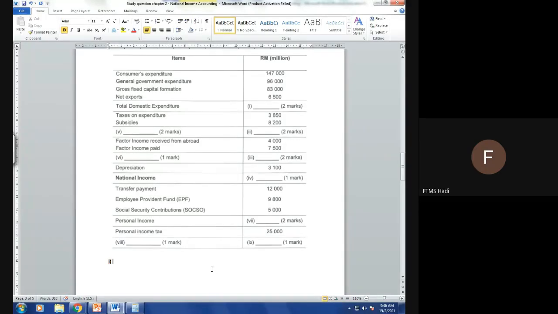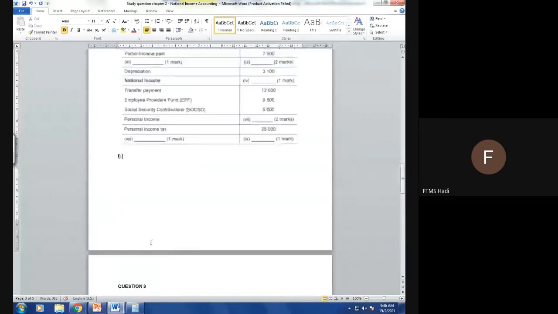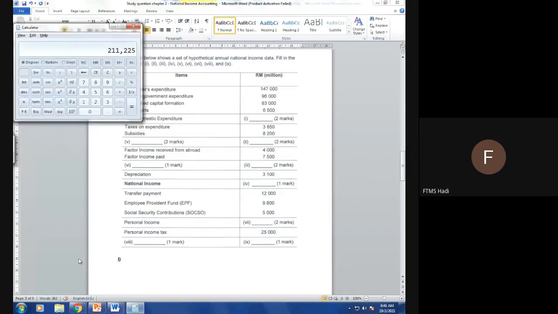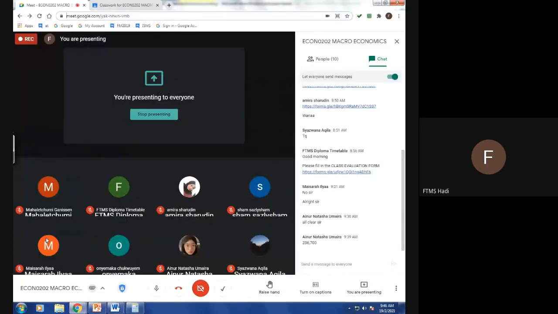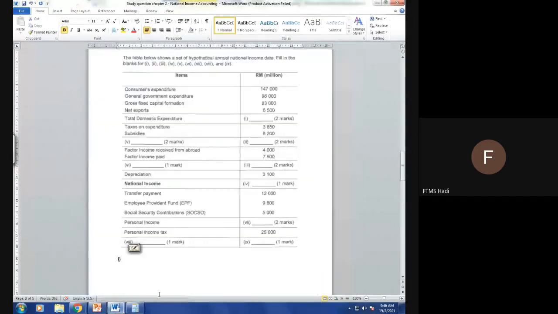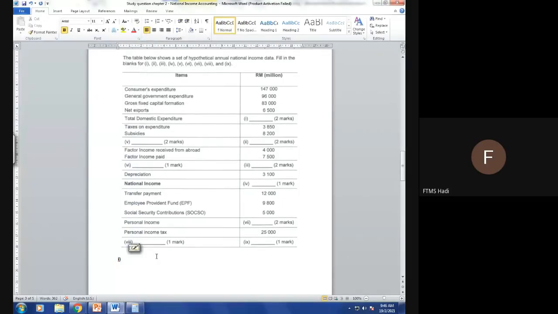Add everything. Do you have it? You have 300. So okay, 300, 332,500,000. Okay, cross check with me. You get this one? Yes, sir. Okay, RM 332,500. So that is the first one.